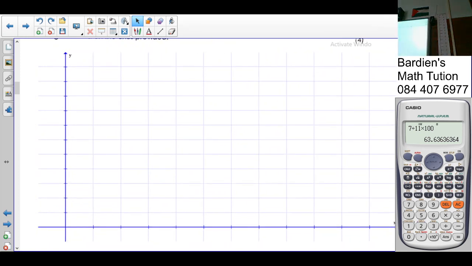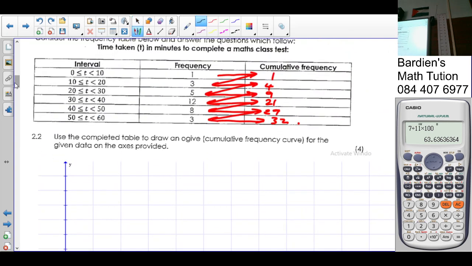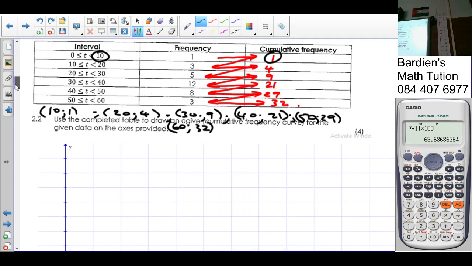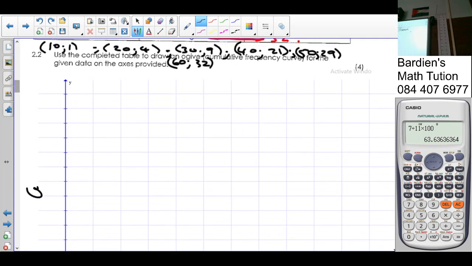Alright, so for the points that must be plotted, remember we take the end point of the interval and the cumulative frequency. So the points to be plotted are 10 and 1, then 20 and 4, then 30 and 9, then 40 and 21, then 50 and 29. Then 60 and 32. Remember, your cumulative frequency goes on your y-axis. The highest is 32.